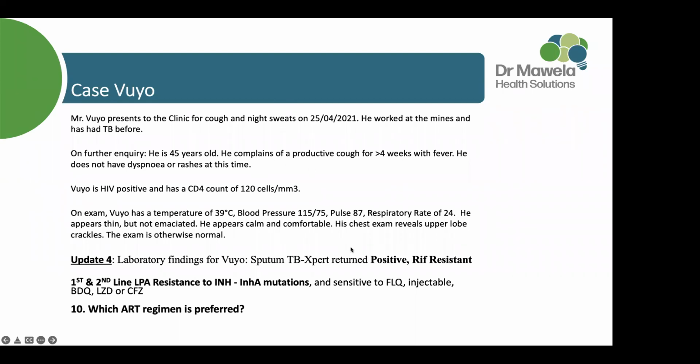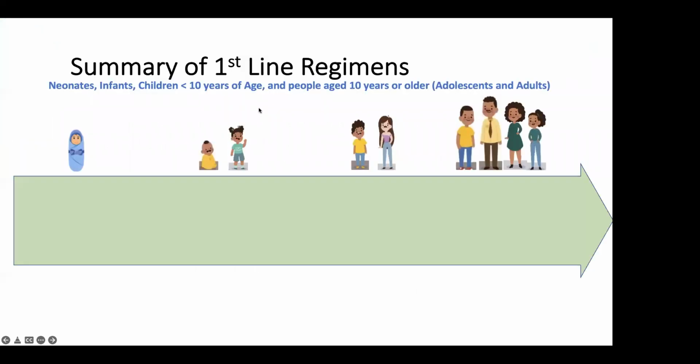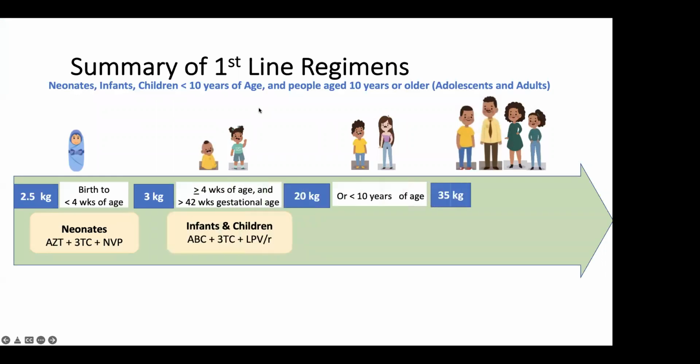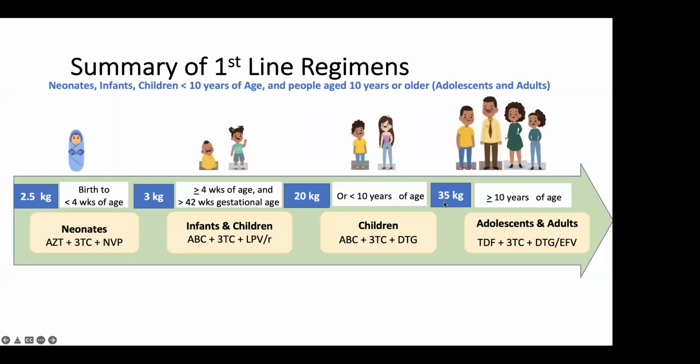So let's look at what are some of the things that you should be cautious about in this patient. This is the summary of first-line regimens in the country at this point in time. If you look at our case scenario, it's an adult patient who's more than 35 kgs, right?